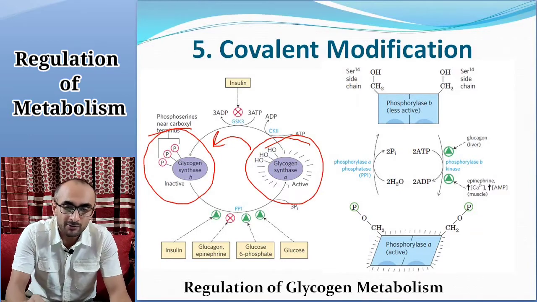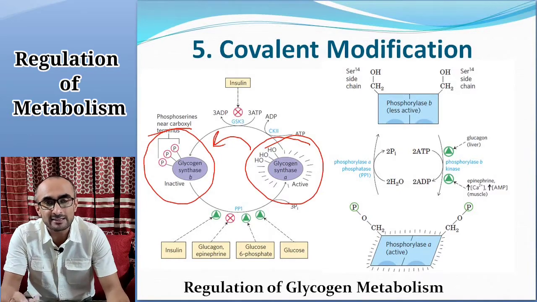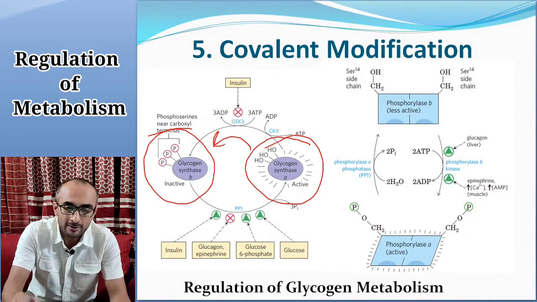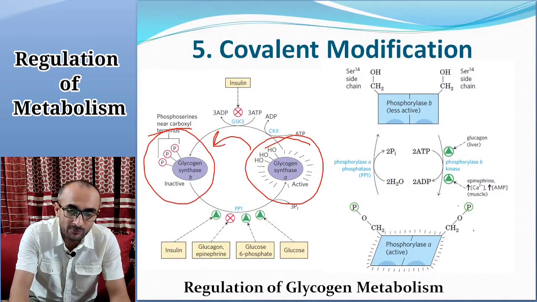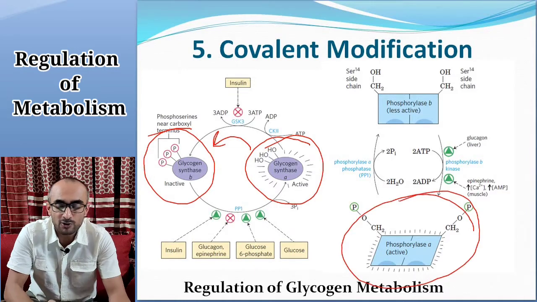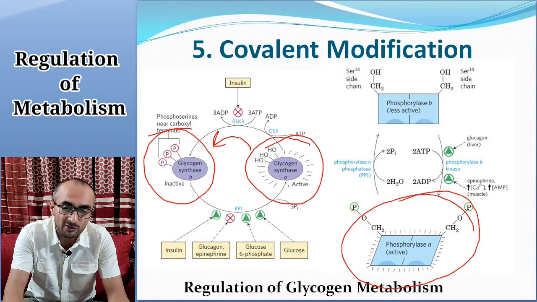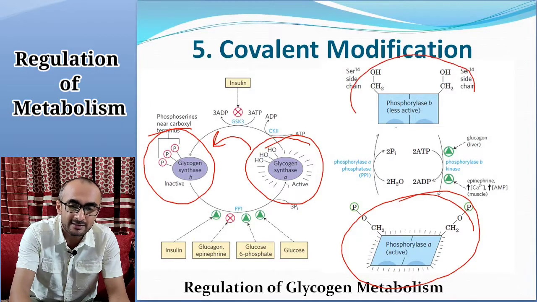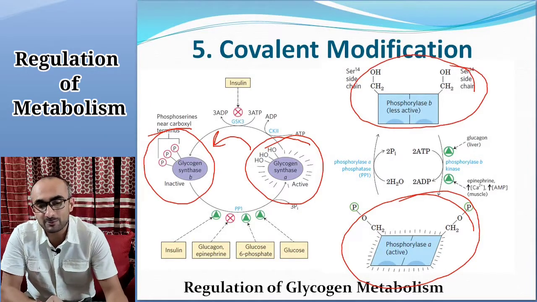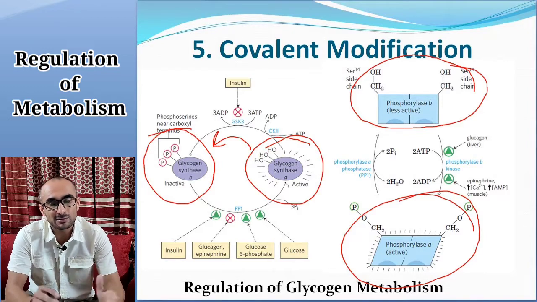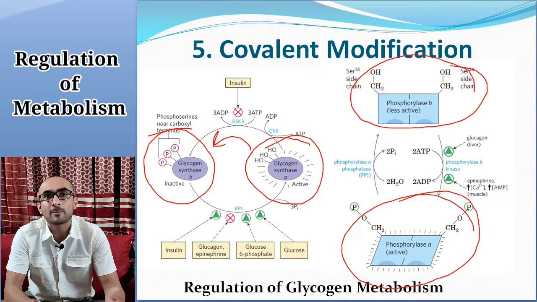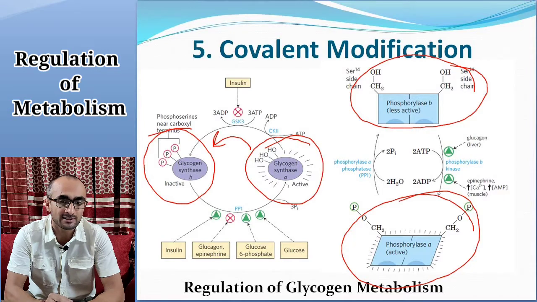Similarly, if you talk about glycogen phosphorylase, which is involved in catabolism of glycogen, in that case the phosphorylated form of phosphorylase is activated, and when the phosphate group is removed, the phosphorylase becomes deactivated. So it depends on the enzyme whether the activity is being enhanced by the presence of a phosphate group or by removal of the phosphate group on its surface.